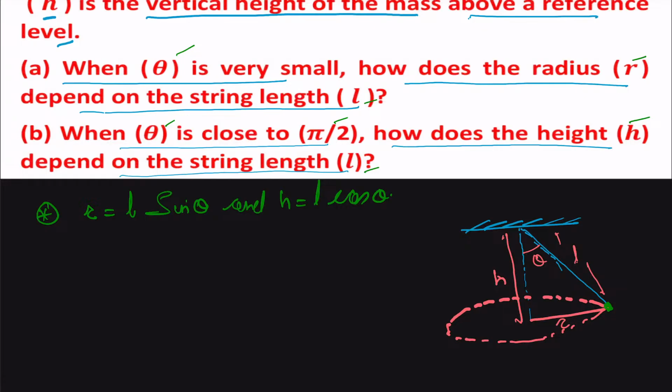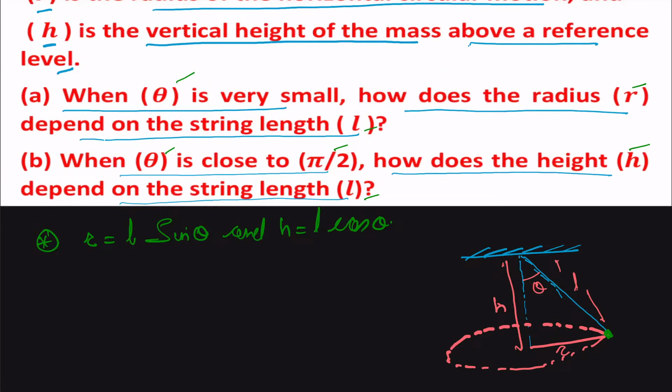And we are going to use these 2 particular relations at the end of the solution. It is said that the length is either decreased or increased very slowly, so the system is always in quasi-static equilibrium. And when it states that theta is very small, it basically means that theta is approximately equal to 0. It means the string is entirely vertical. And when it says theta is close to pi by 2, it means the string is approximately horizontal. So these are the 2 basic conclusions which we can draw.